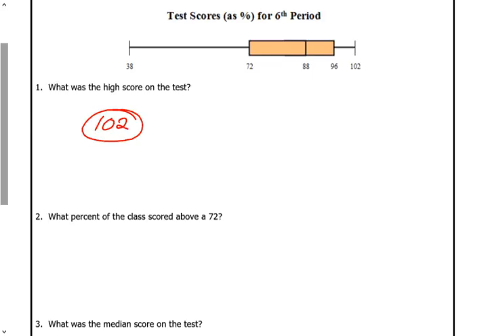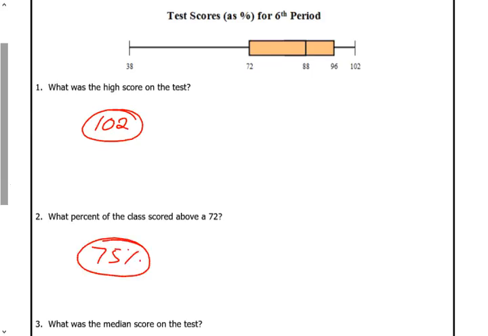3/4 of the class scored above a 72. That means only 25% of the class scored a D or F. That's the type of data that our box plot really helps. And that's actually, I answered number 2. What percent of the class scored above a 72? 75% scored above a 72.